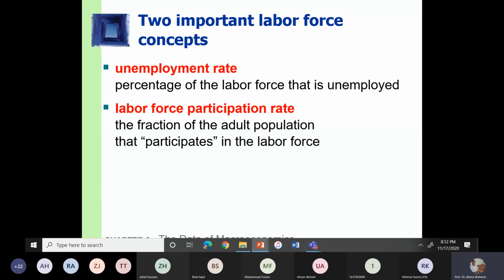So write down this formula: if you want to get labor force participation rate, this equals labor force divided by adult population multiplied by 100.